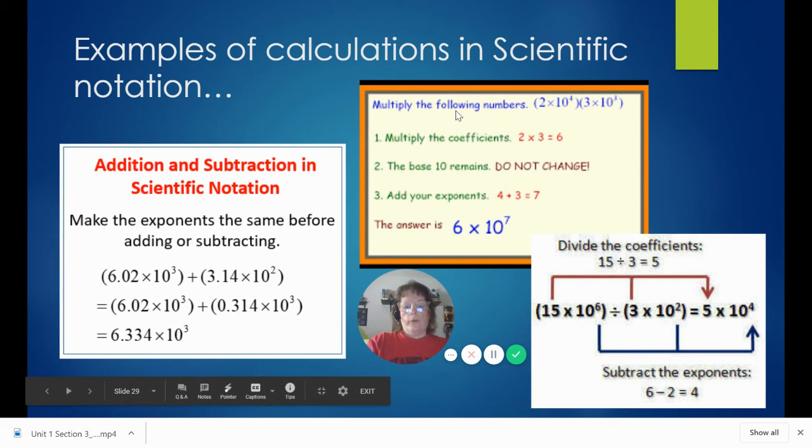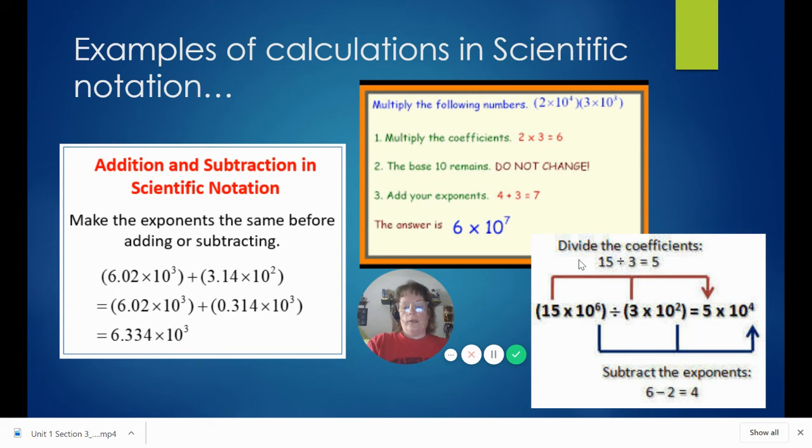For multiplication, these are a little bit easier. You just multiply your coefficients. So in this case, it's 2 times 10 to the fourth, 3 times 10 to the third. You're just going to multiply the 2 times 3, end up with 6. The base of 10, you don't do anything with that. You don't try to fix it like you did with addition. You're going to just add those exponents. So 4 plus 3 is 7. Your answer ends up being 6 times 10 to the 7th.